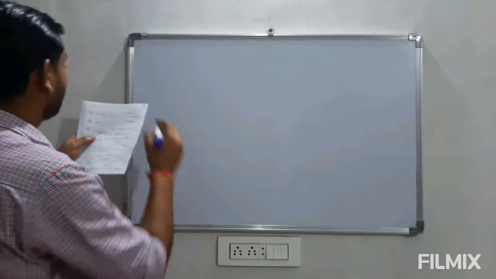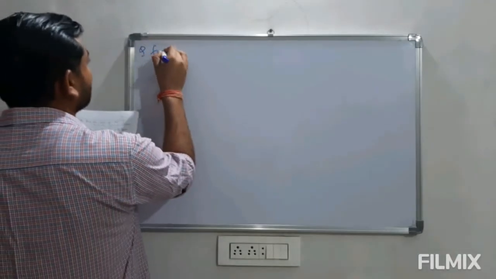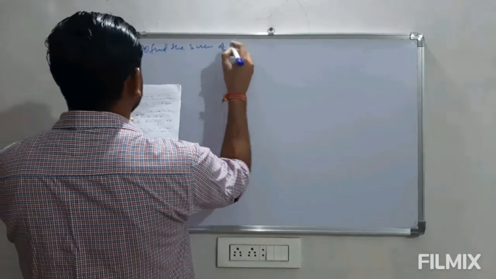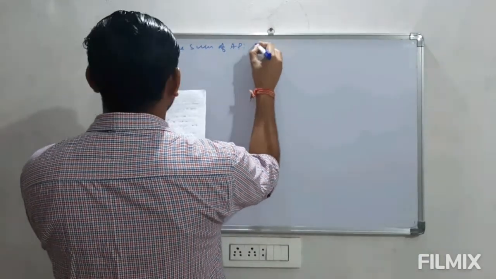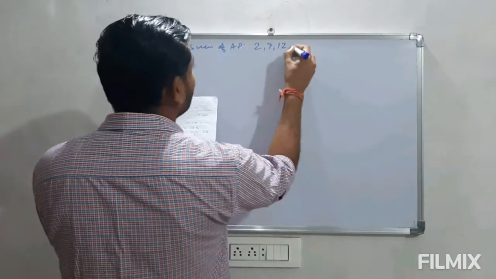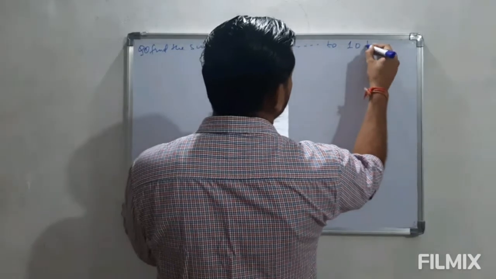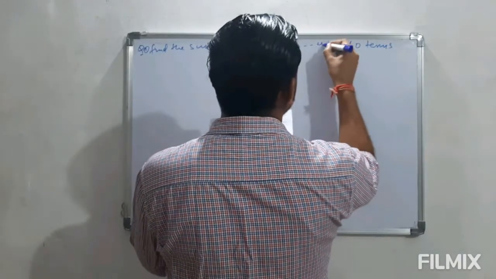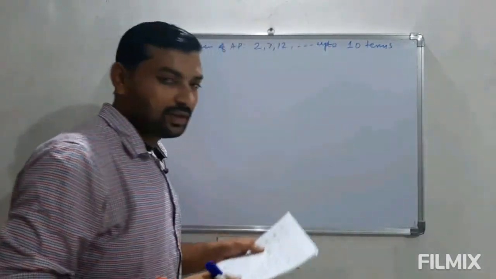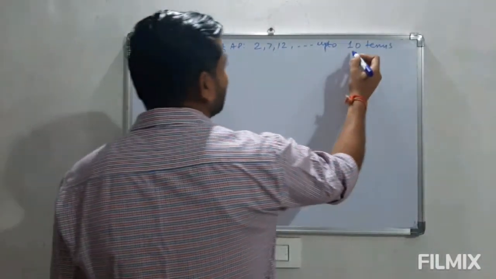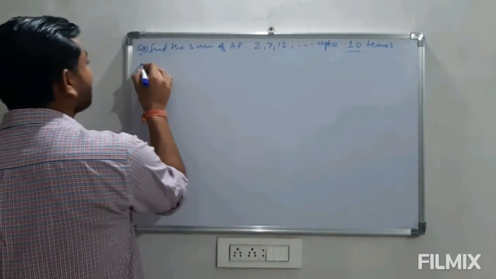So let me start with a very simple question here. The question is, find the sum of the AP. The AP is given here: 2, 7, 12 and so on to 10 terms. We have to calculate it up to 10 terms. Here we have an AP and we just want to calculate the sum of the first 10 terms.